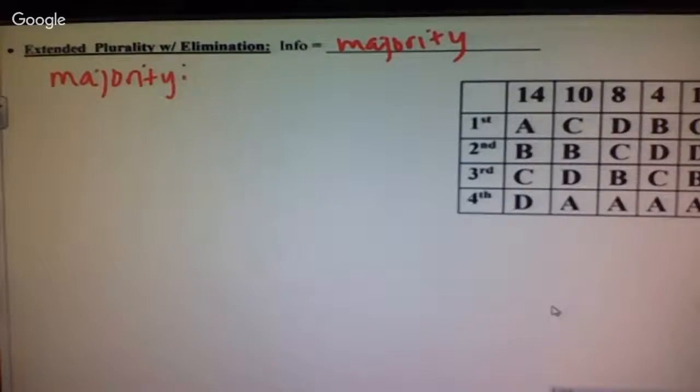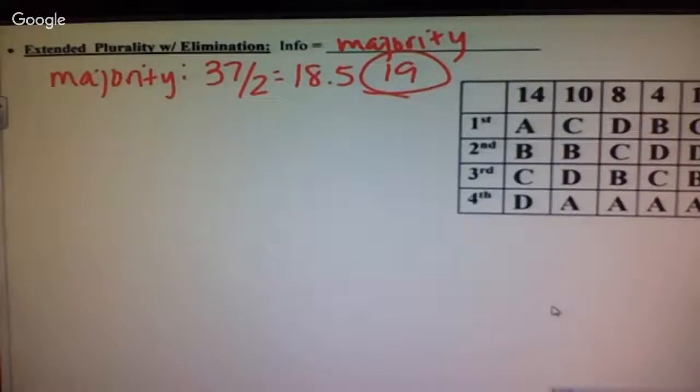If I have 24, 32, 36, 37 total people, how many do I need for a majority? 19. Okay, because if you cut it in half, we're at 18 and a half. We always have to round up, so we're at 19 we need for a majority.